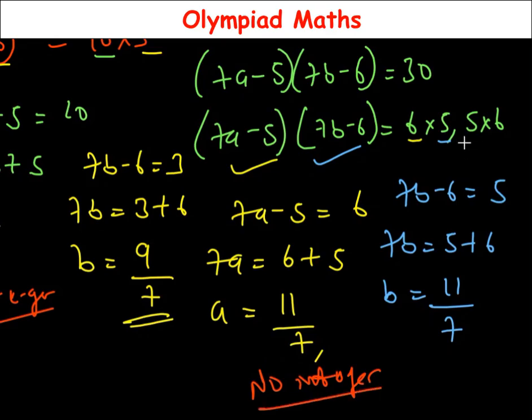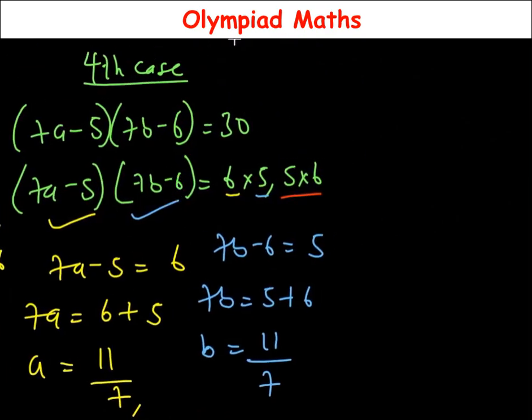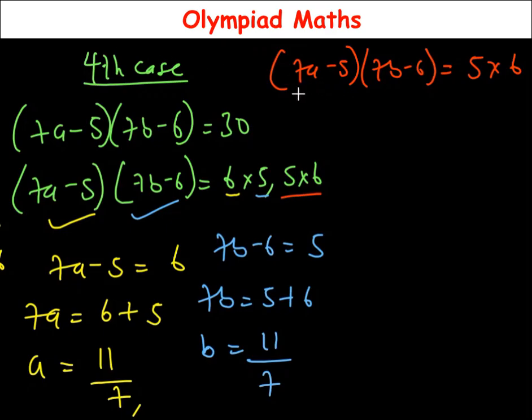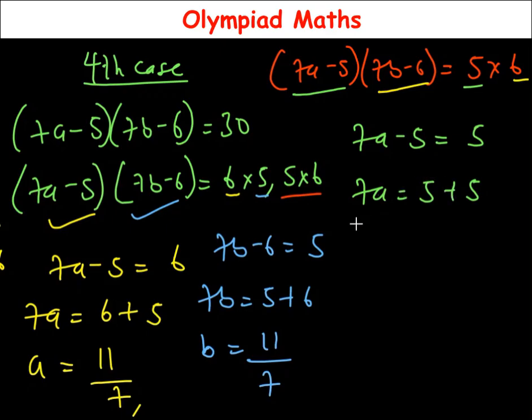So considering 5 times 6, we have (7A − 5)(7B − 6) equal to 30. The pairs are 5 times 6. So comparing, 7A − 5 is equal to 5, and 7B − 6 is equal to 6. For the first one, 7A − 5 = 5, from here 7A is equal to 5 + 5, and then A is equal to 10/7.